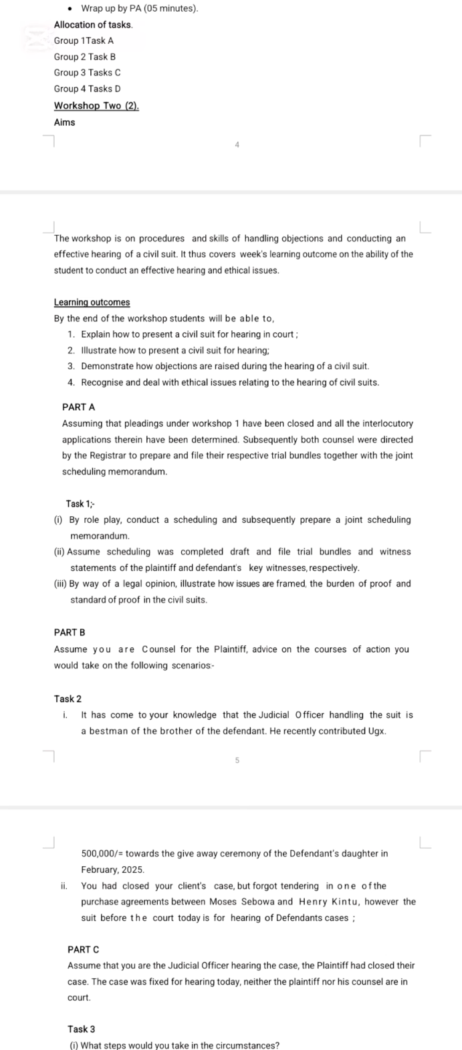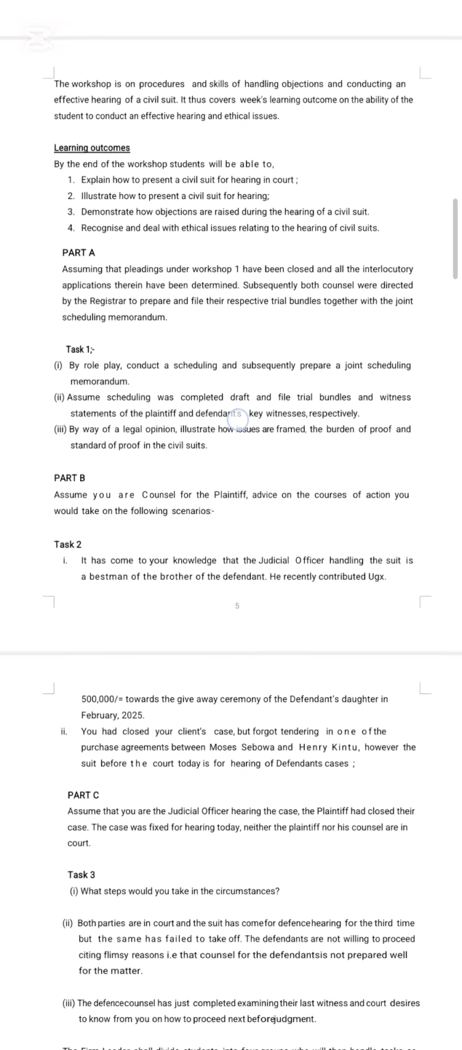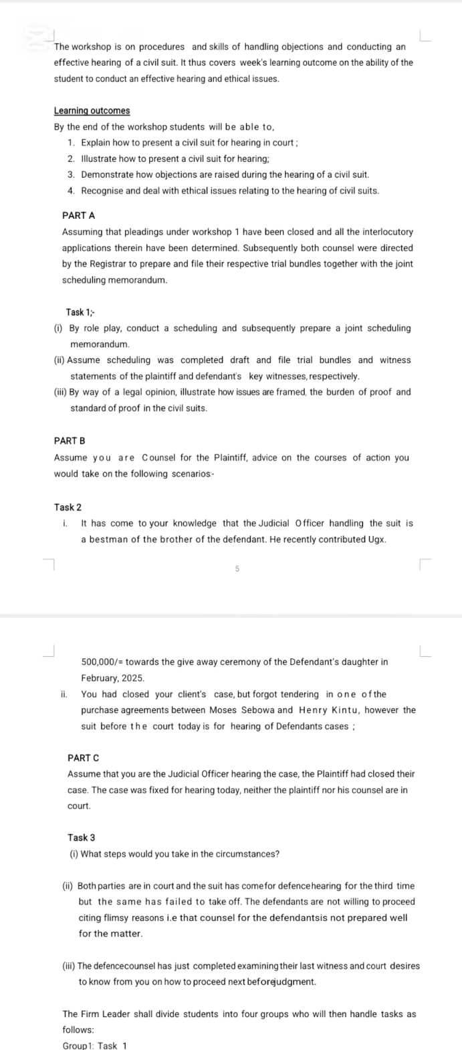So, workshop 2 aims. The workshop is on procedures and skills of handling objections and conducting an effective hearing of a civil suit. It thus covers a week's learning outcome on the ability of the students to conduct an effective hearing and ESCO issues. Learning outcomes: by the end of the workshop, students will be able to explain how to present a civil suit for hearing in court, illustrate how to present a civil suit for hearing, demonstrate how objections are raised during the hearing of the civil suit, and prepare ESCO issues.